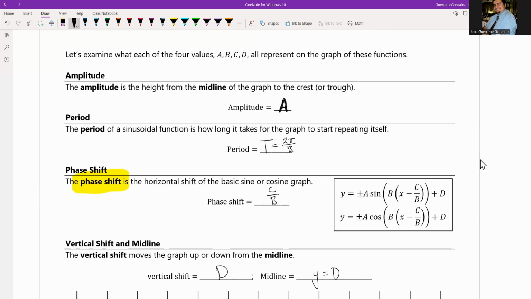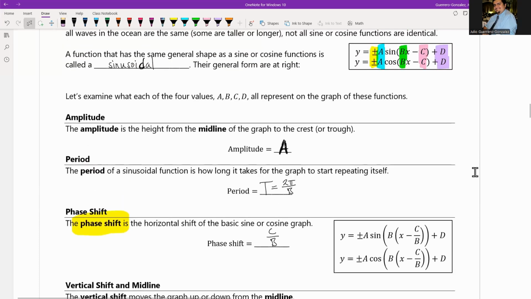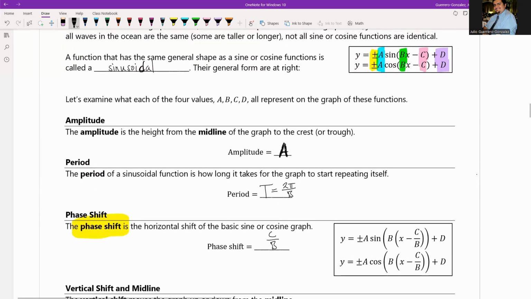Okay, so there we go. I think that explains it all. There's only one thing that I didn't really explain, but I think you guys know what this does. The plus or minus is just your vertical flip, right? But the rest is good. We know what the A does. We know what the B and the C do. That gives us our phase shift, our horizontal shift. And then we know what the D does. It gives us the vertical shift.